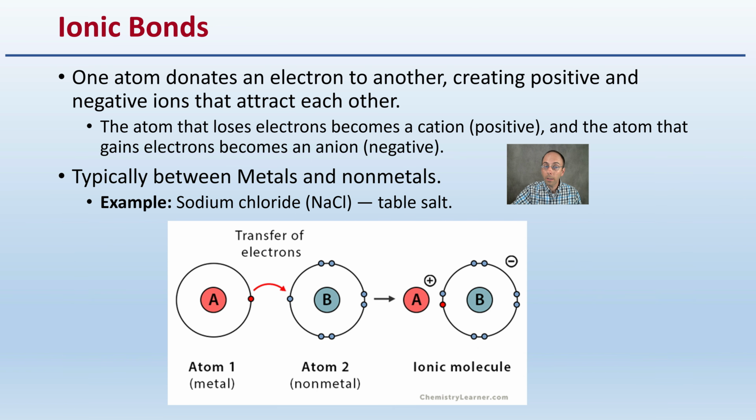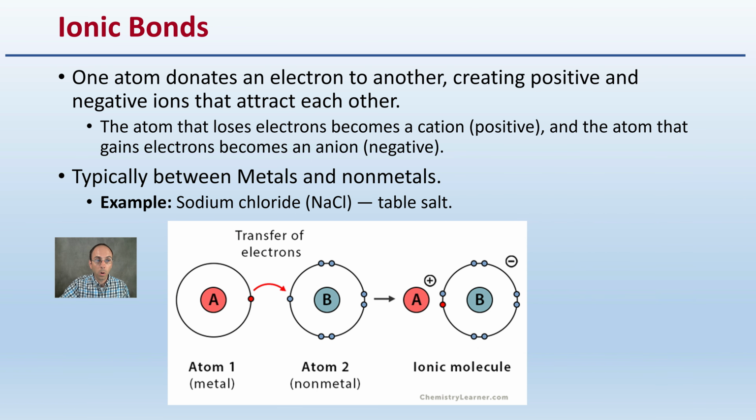So when we get to specific types of bonds, ionic bond is one example. One atom donates an electron to another, creating a positive and a negative ion that attract one another. The atom that loses the electron becomes a cation or positive, and the atom that gains electrons becomes an anion or negative, because as a reminder, electrons are a negative charge. If you get more electrons, your charge is going to go down.